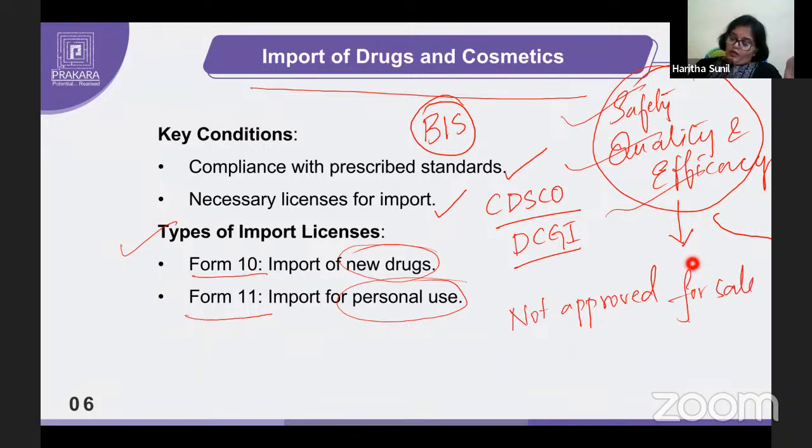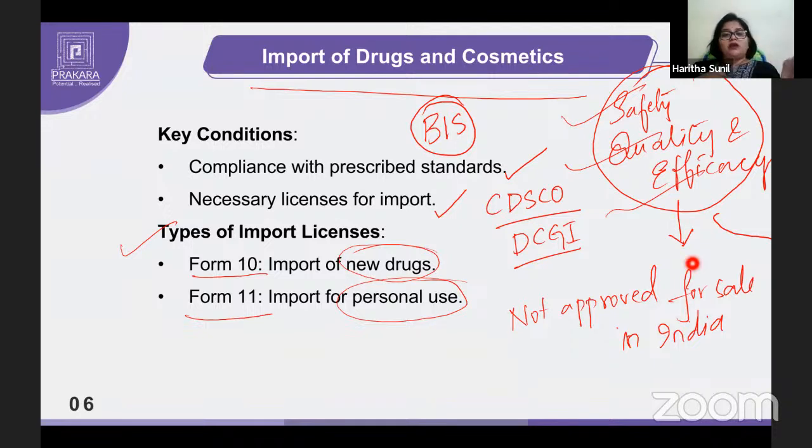So those are called new drugs, right? And these may include formulations, dosage forms, or combinations of the existing drugs. And what is the main purpose of this Form 10? It allows the pharmaceutical companies to import the new drugs for clinical trials, marketing after the regulatory approval, and also testing or analysis before official release into the Indian market. So, under what conditions can this particular Form 10 be applied?